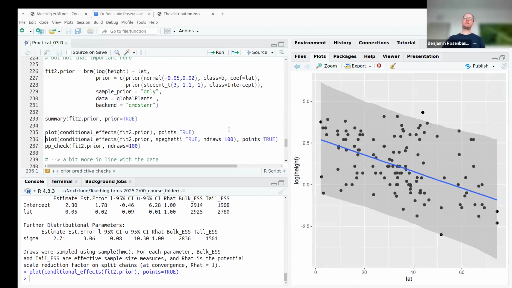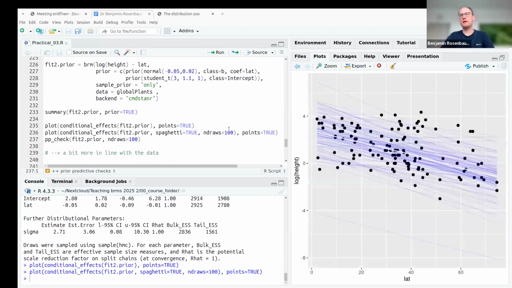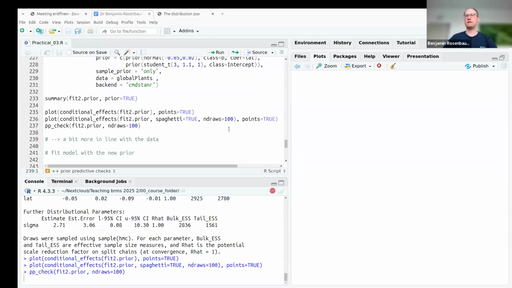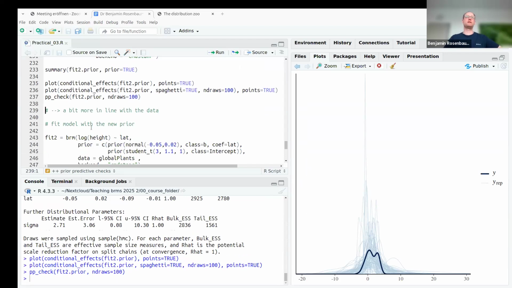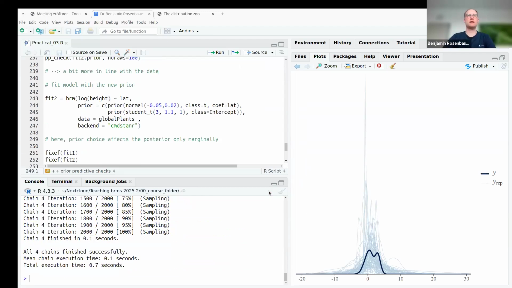So if you look at a conditional effects plot, okay, the regression lines now match up with the data a little bit better. Okay, there's some outliers, that's not a big issue. But altogether, I would say that's fine now. I think the other one would also have been fine. Looking at this again, I think it matches up a bit more tightly. So that's fine. And then I would fit the model with the new prior and go on with my model analysis.